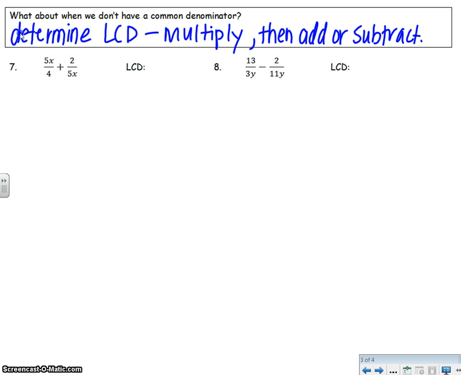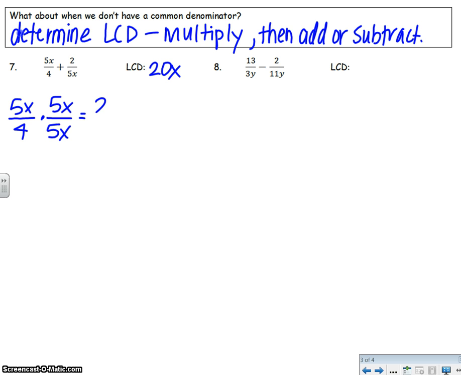Okay, so when we have 5x over 4 and 2 over 5x, we're trying to determine what would make 4 and 5x the same thing. Well, if we do 4 times 4x, our LCD would be 20x. So our denominator we're trying to get is 20x. So when we look at our first fraction, 5x over 4, we're going to need to multiply that by 5x over 5x.